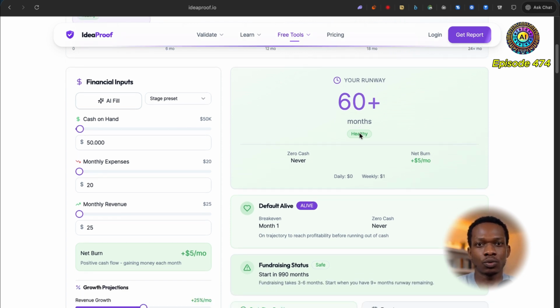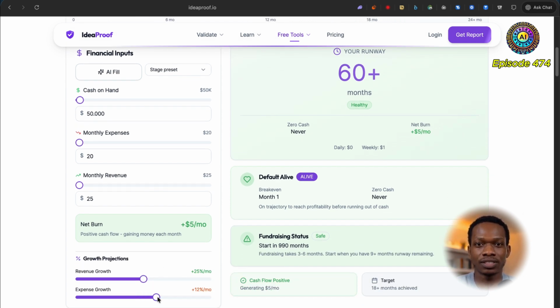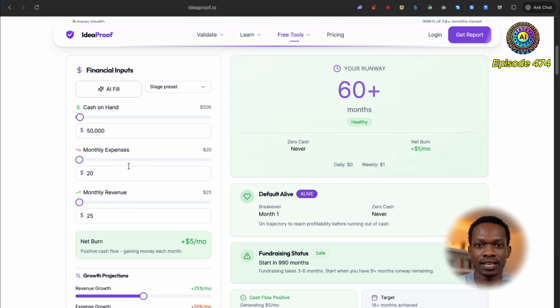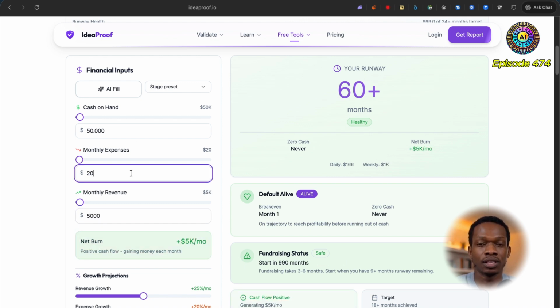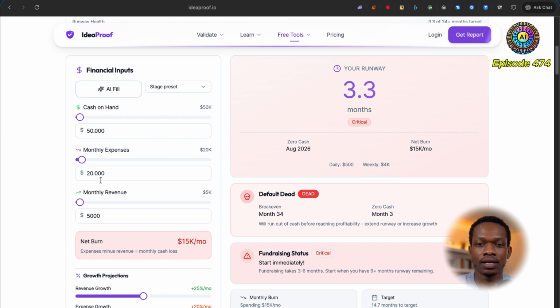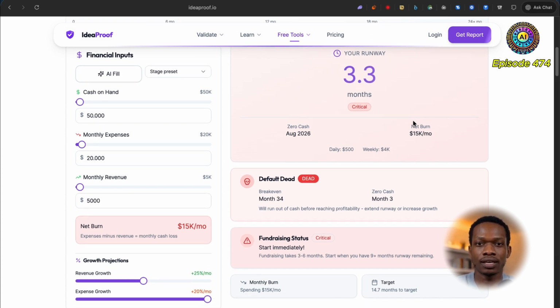You can actually see what your runway looks like. So let's say expenses and revenue are set to grow even more, and let's actually reduce the monthly revenue to, say, 5. I meant $5,000, and monthly expenses were $20,000, not $20. Okay, that's probably why. So let's say you had 20,000 as monthly expenses and your revenue was 5k, and you had 50,000 on hand, and you know that you've got about 3.3 months of runway left.